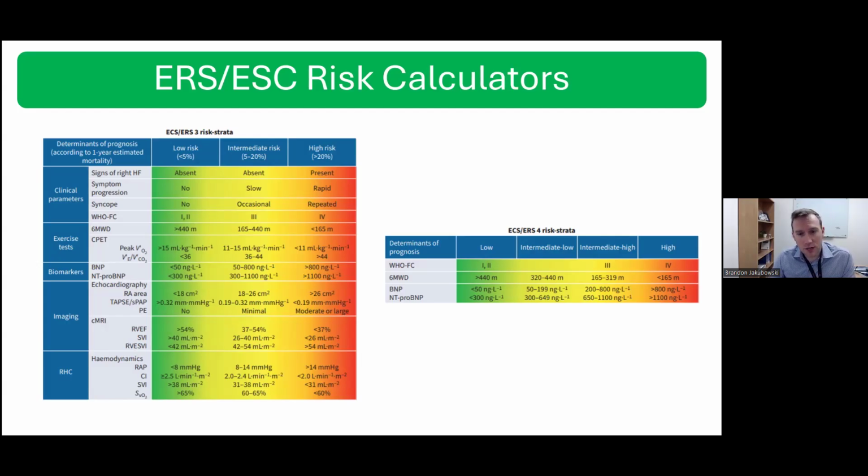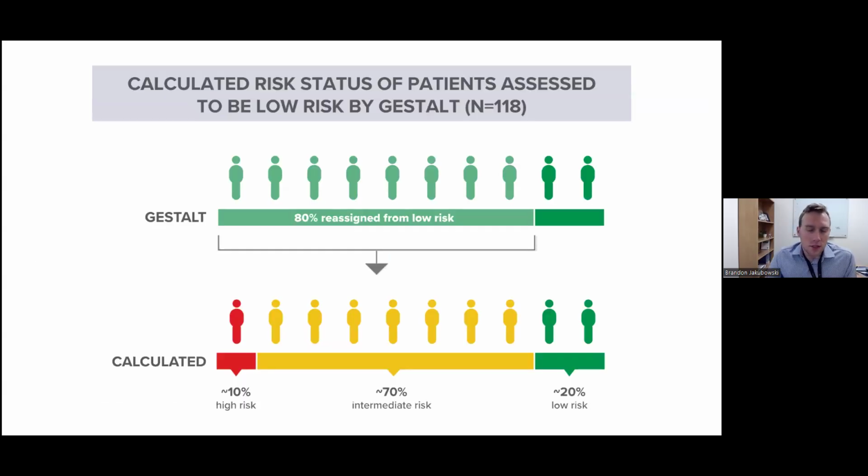The table on the right is actually that ERS 4-strata risk, and is to be used primarily for patients that are seen in follow-up, in contrast to the table on the left, which is primarily for newly diagnosed patients. And notice that those three variables I talked about previously are the ones included in this risk calculator: the WHO functional class, 6-minute walk distance, and cardiac biomarkers. And ultimately, I think a question that comes up a lot is, do I need to use a risk calculator? And this is a study that looked at 118 patients who were being seen at a pulmonary hypertension center of excellence.